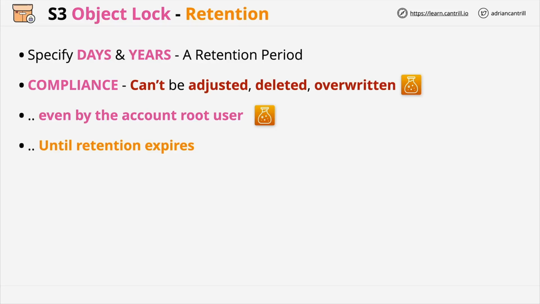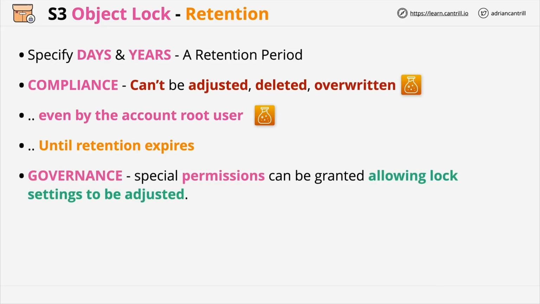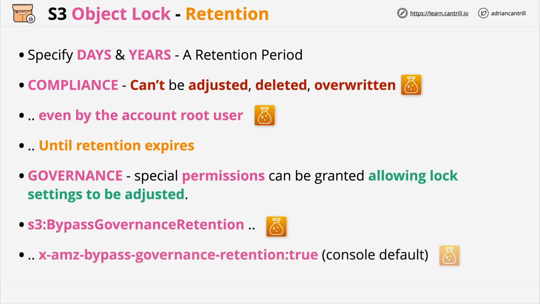Now a less strict version of this is governance mode. With this mode, you still set a retention period, and while active, the object version cannot be deleted or changed in any way, but you can grant special permissions to allow these to be changed. So if you want a specific group of identities to be able to change settings and object versions, then you can provide them with the permission s3:BypassGovernanceRetention. And as long as they have that permission and they provide a header along with their request, which is x-amz-bypass-governance-retention: true, then they can override the governance mode of retention.